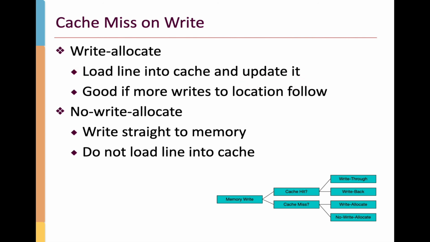On the other hand, we could say write no allocate, which basically says, okay, I didn't find this in the cache, boo-hoo, let's just go straight out to memory. And it's never going to load the line into the cache at all.